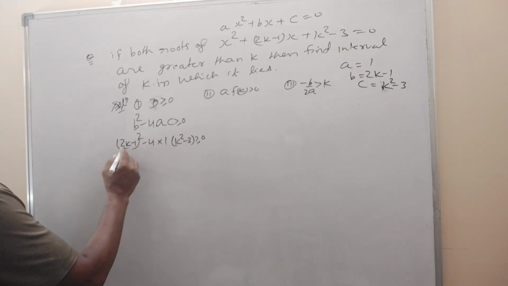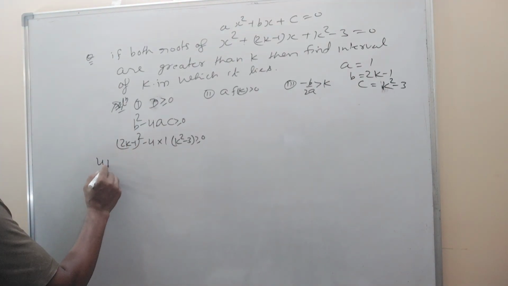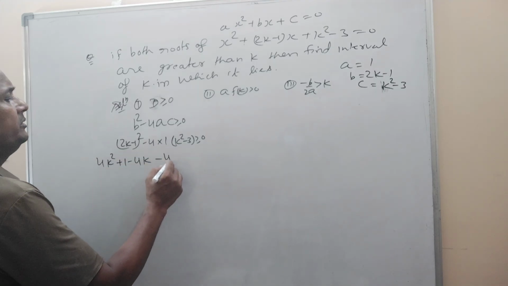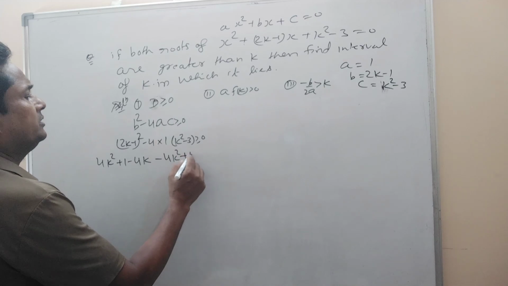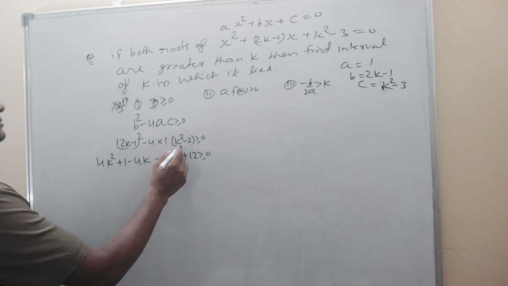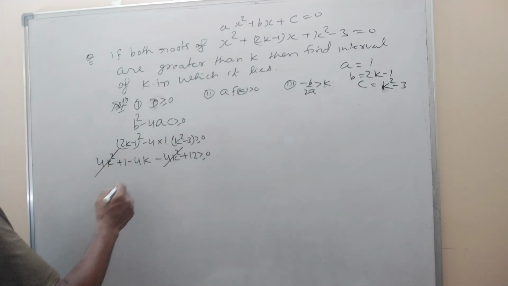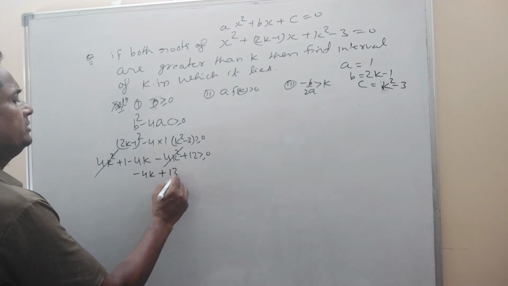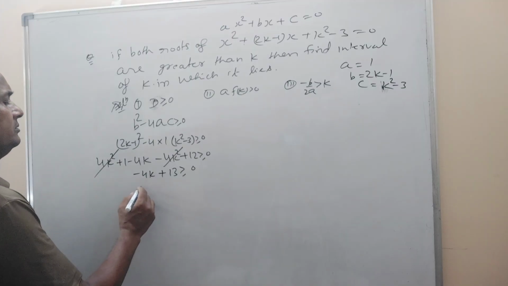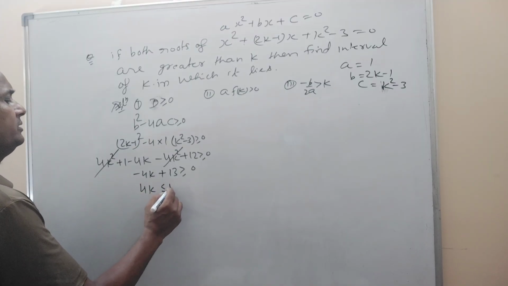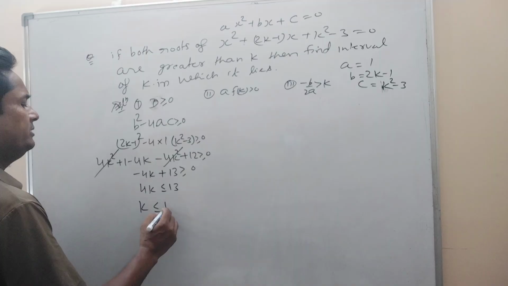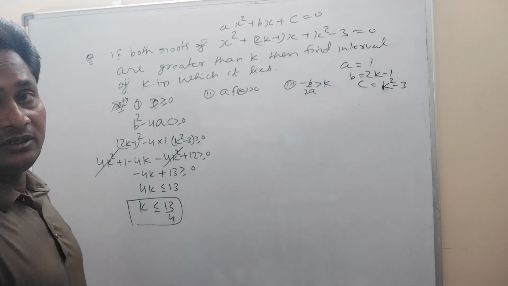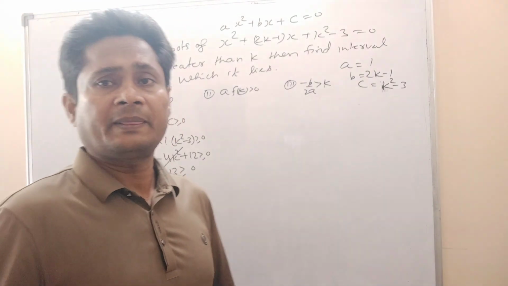Now simplify this one, expand this one. So it will be 4k square plus 1 minus 4k, and then minus 4k square plus 12, greater than or equal to 0. This one and this one cancel out. So it will be minus 4k plus 13 greater than or equal to 0. That means 4k will be less than or equal to 13. That means k will be less than or equal to 13 by 4. This is the answer for case 1.